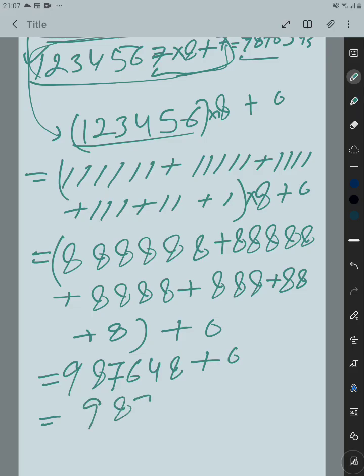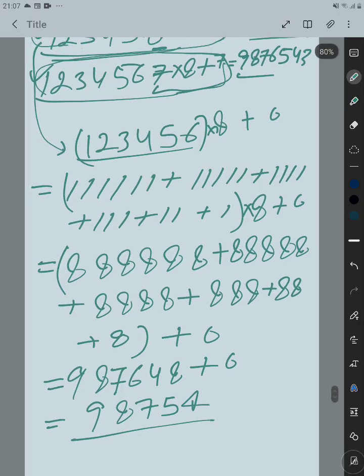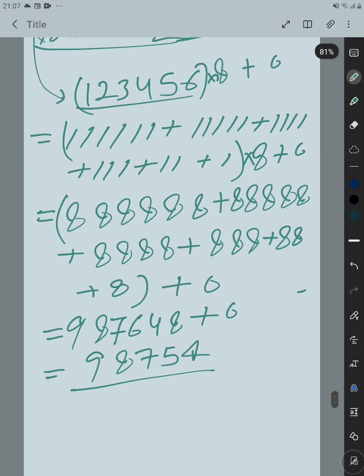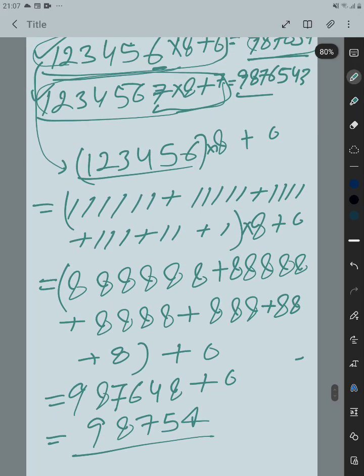So what will we get? 987654. The same answer that we have written here, we are getting the same here. So it means the pattern is giving the correct answer. Similarly, we can solve the next one, the second one. I'm not solving it now, but you can do it yourself and verify it.